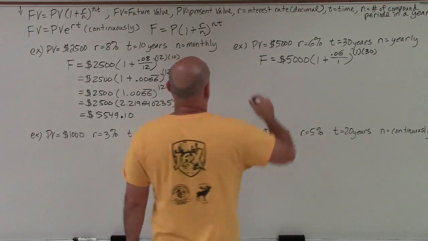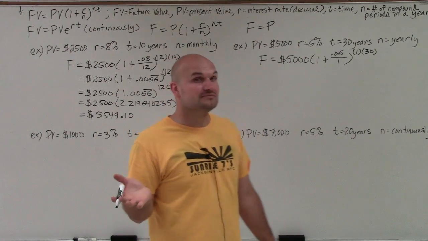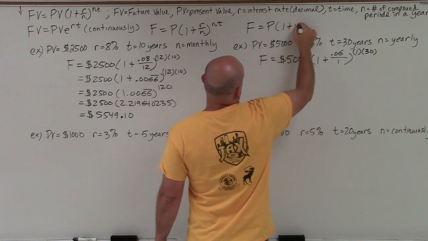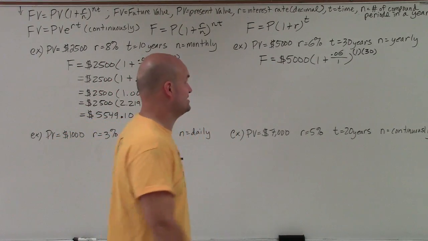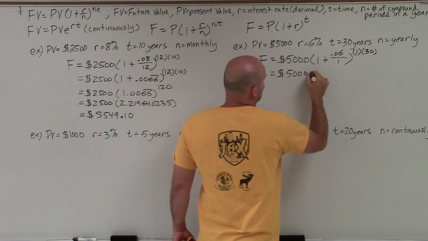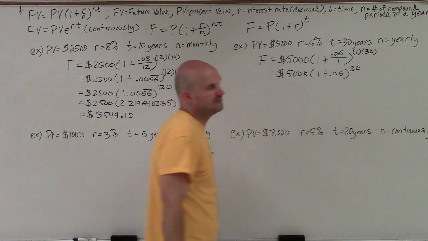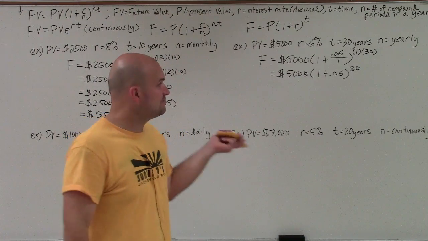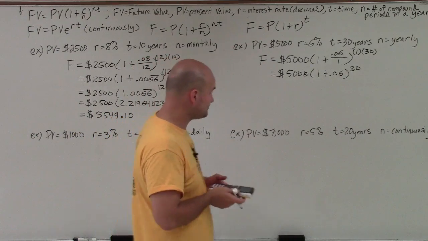So that actually brings us to another formula. When it's only compounded yearly, we don't need to use this formula. We can simply use F equals P times (1 plus r) raised to the t, because you can see that we're not multiplying by 30 times 1, which is just 30, and 0.06 divided by 1 is just 0.06. So that's a little bit of a shortcut. You don't need to really plug in those ones. You can figure that out.